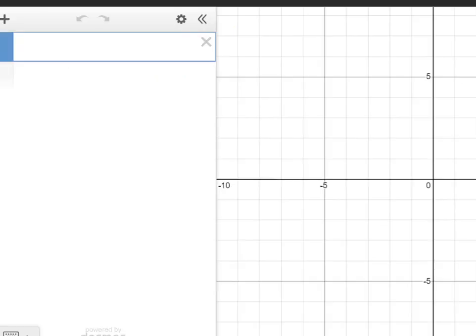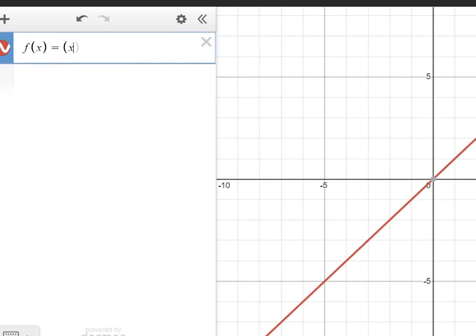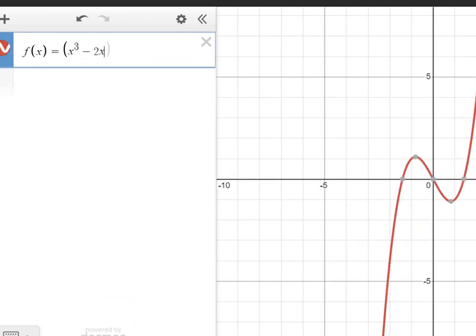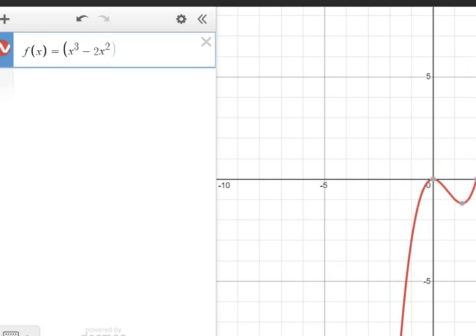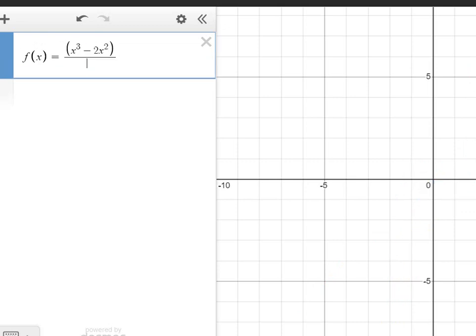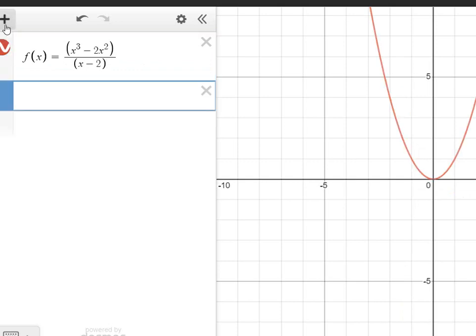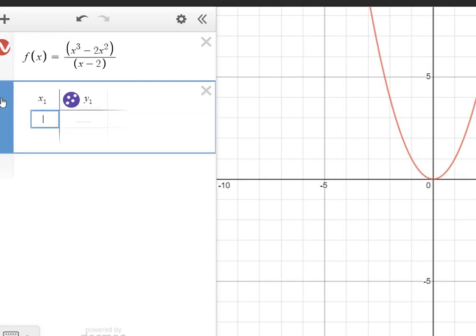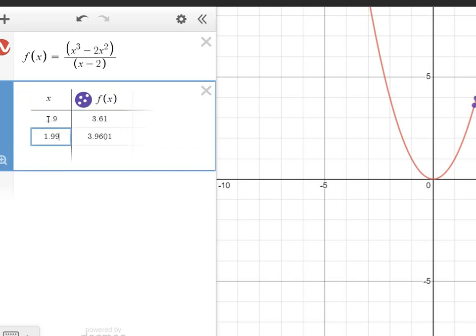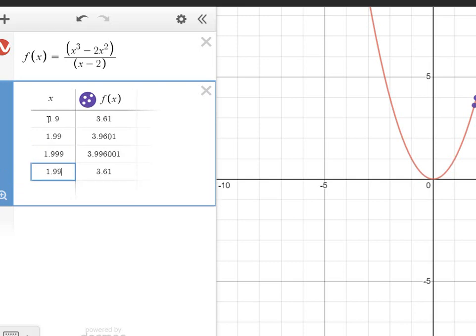Remember, if we go to Desmos, we're going to type in our function: f of x equals x to the third minus 2x to the second, divided by x minus 2. Now the next thing you're going to do is hit the plus button and go down to table. You're going to change this to x, and this one to f of x. Now we're going to plug in our values: 1.9, 1.99, 1.999, 1.9999.